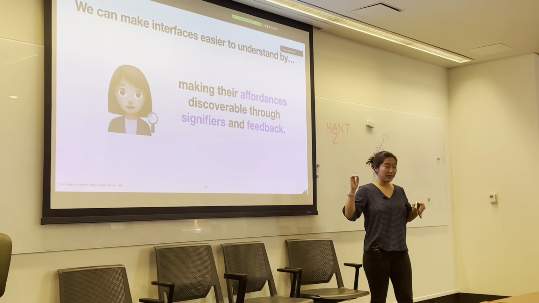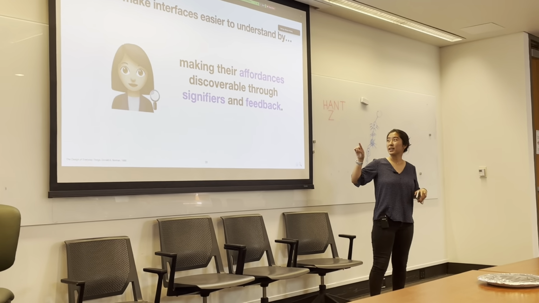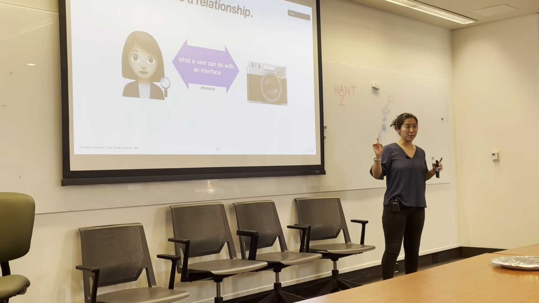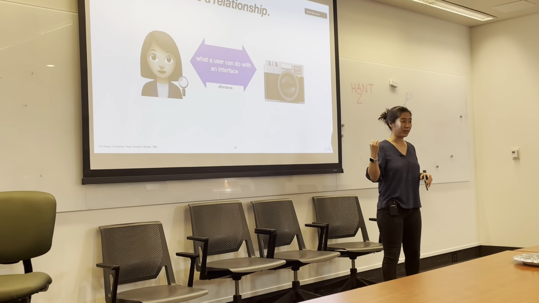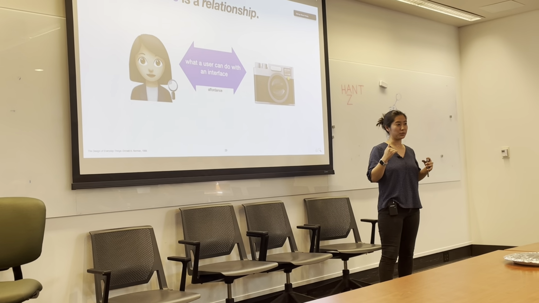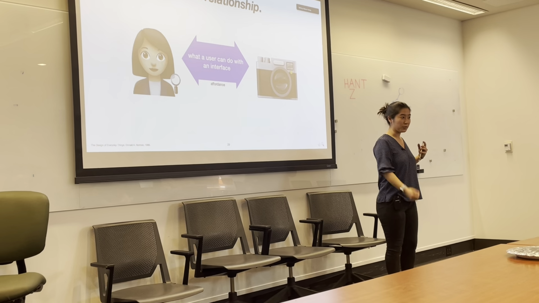So we can make all of this a whole lot easier through affordances, signifiers, and feedback. So what is all this stuff? An affordance is a relationship. It describes what a user can do with an interface. So it's no longer this kind of one-way sort of thinking that you may have had before. It's actually really more of a two-way street.